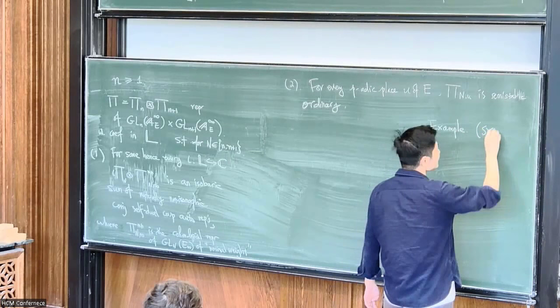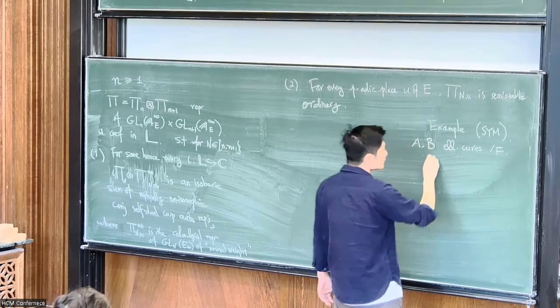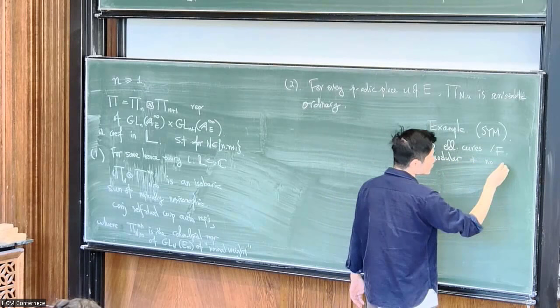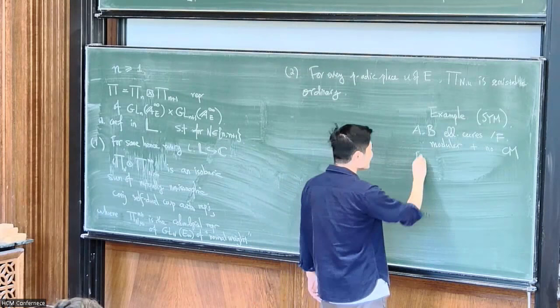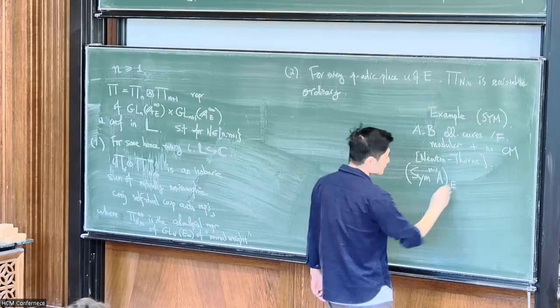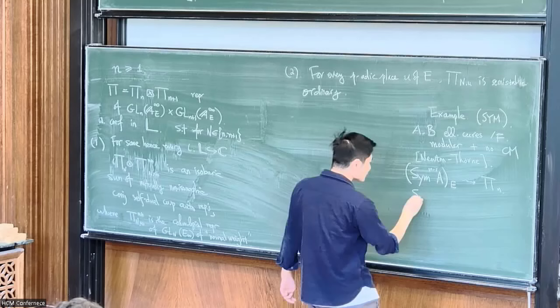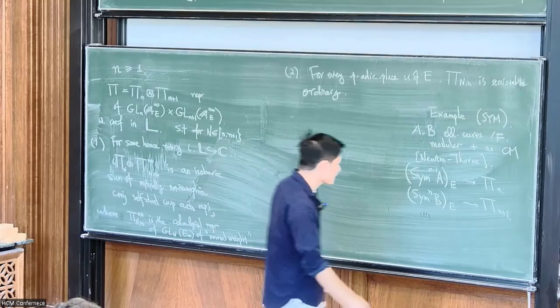Okay. So we start from two elliptic curves over F, and they are modular and no CM. Sorry. And by the Monday talk by Newton's law, Sym^{n-1} A, then you base change to E, will give you such a pi_n. And Sym^n B, you take the n-th symmetric power, then you base change to E, will give you pi_{n+1}.